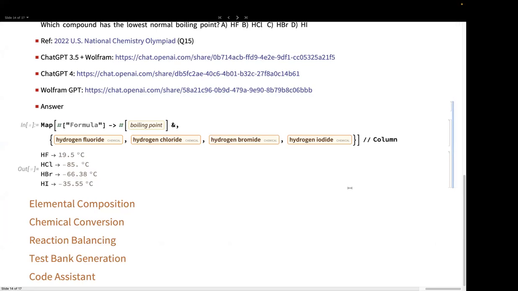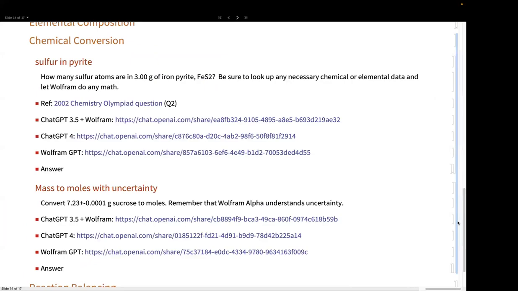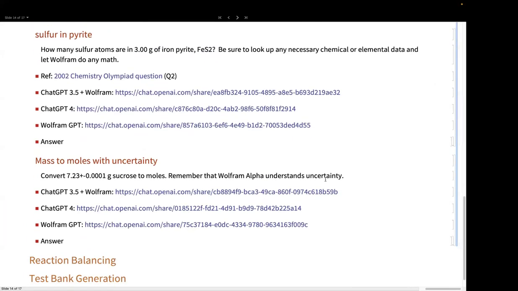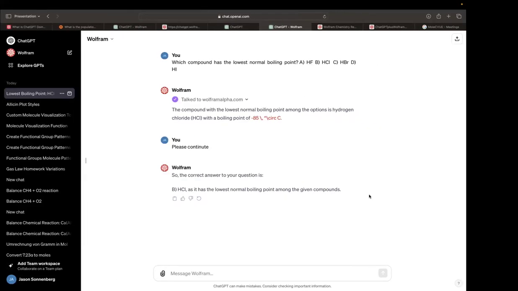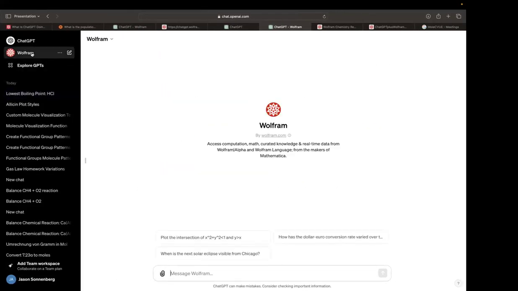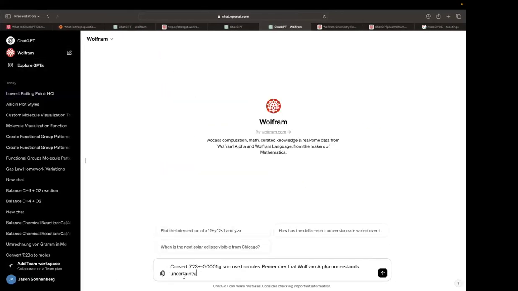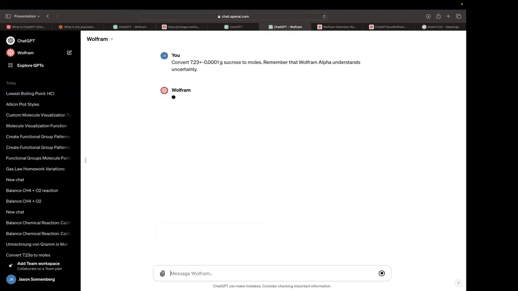Let's see, keep track of time. Let's pick a chemical conversion. I like this one. But then again, I'm a physical chemist, so being able to do error propagation really makes me happy.